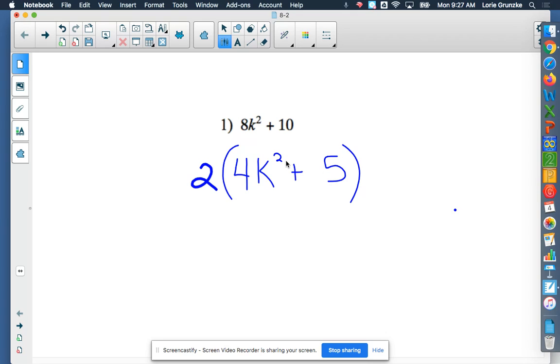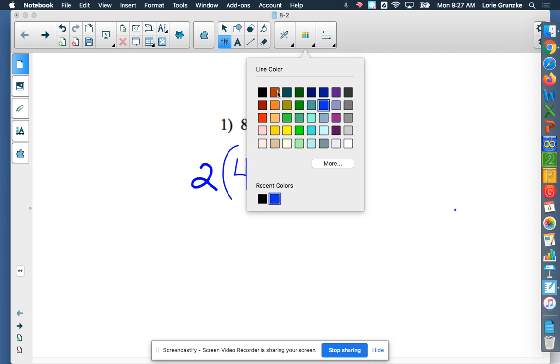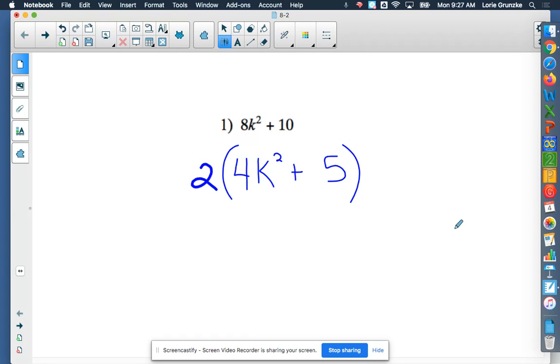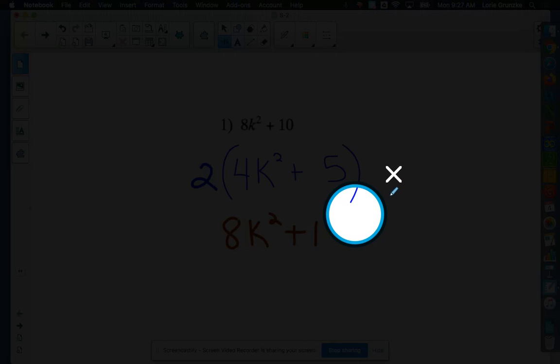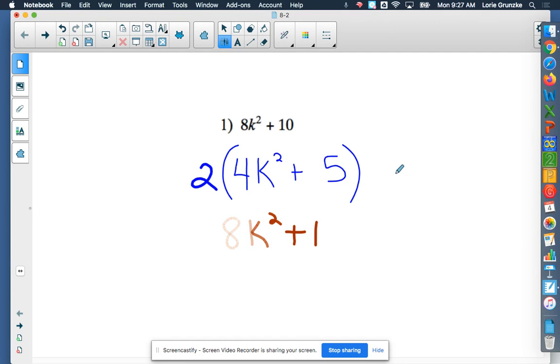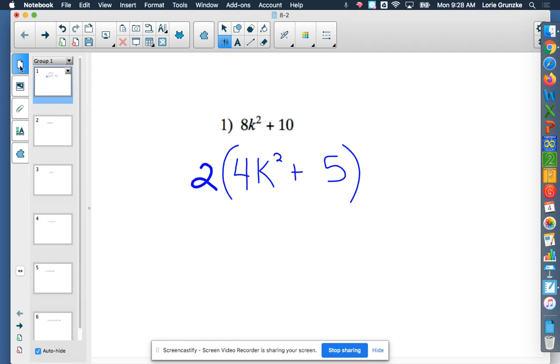Okay, so you go 2, let me change the color so you can see it's different. 2 times 4 is 8k squared, okay? 2 times 5 is 10. Is that the same as what you started with? Oh, shucks. Is that the same as what you started with? Yes. So you did it right. So it's backwards distributive.